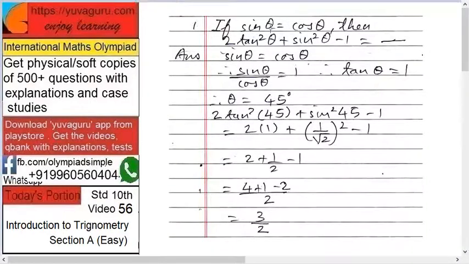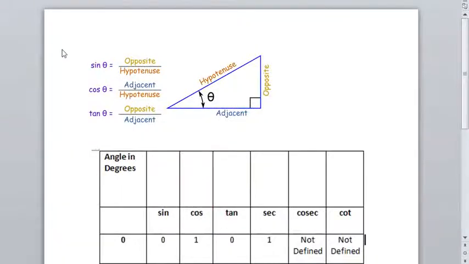Let's start. If sin theta equals cos theta, then 2 tan square theta plus sin square theta minus 1 equals to. Firstly, what is sin cos tan? Here, if it is a right triangle, only then sin cos tan are applicable. If it is not a right angle triangle, they are not applicable. So what is sin? Opposite upon hypotenuse. This is sin theta. Cos means adjacent upon hypotenuse, and tan means opposite upon adjacent. This is a basic, okay.